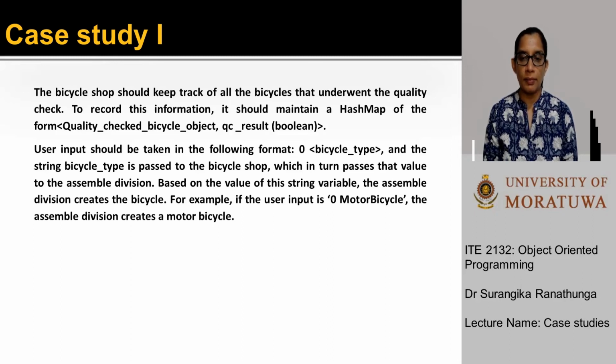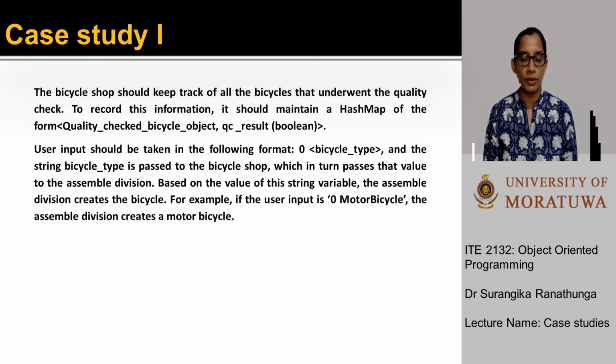As you can see, the main requirement here is that our bicycle shop should be able to keep track of the bicycle objects that underwent the quality check. What does that mean? That means our bicycle shop should have a hash map that stores only the kids bicycle and the motorbike, not the adult foot bicycle. So how can we achieve that?